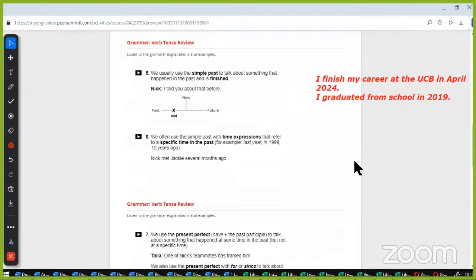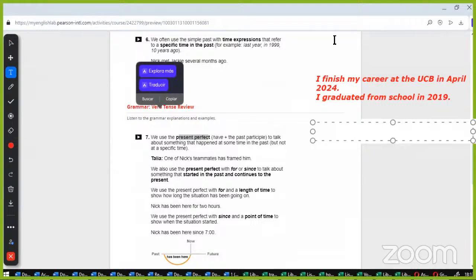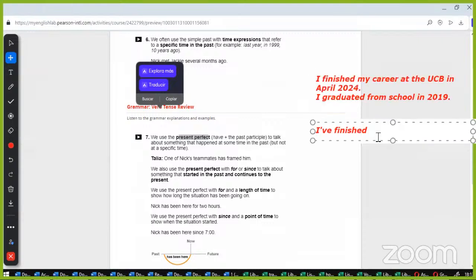Also, if you're trying to talk about the past, you can use the present perfect. So talk about something that happened at some point in time. But the thing is that you can't use a time expression there. Like, I have finished my career at the UCB, let's say. But we can't use a specific time.